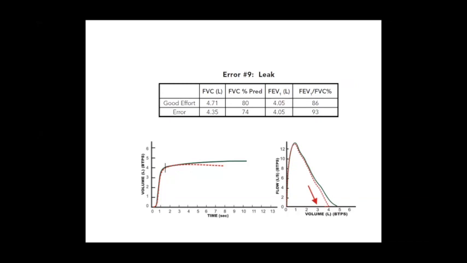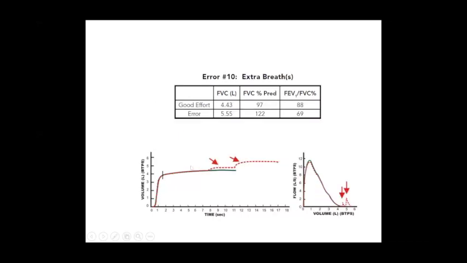Here is another unacceptable maneuver, in which there is a leak that is apparent by a drop in the volume in the middle of the curve, instead of keeping the plateau over 6 seconds. And the extra breath can be clearly seen as an extra step toward the end of the volume time curve, and as an extra small graph at the end of the flow volume loop.